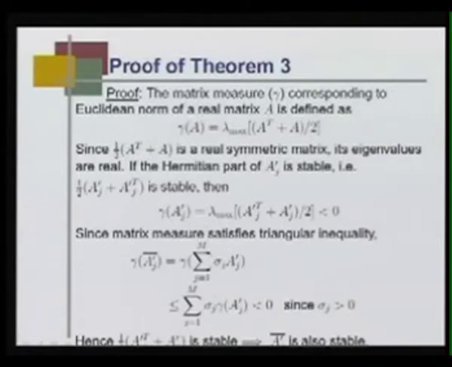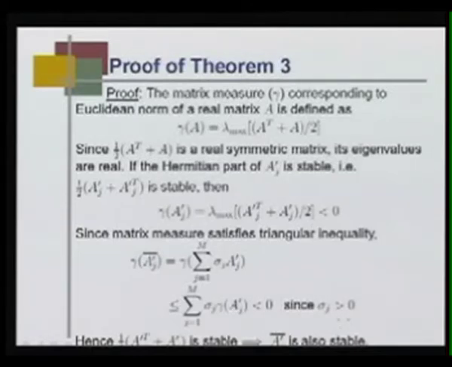So, we can say that this is less than this, and since I know that the matrix measure of this is the maximum eigenvalue of this quantity, which is always less than 0. And sigma j is always greater than 0, and this is a negative quantity, this is a negative quantity, this is a positive quantity, the summation will always be negative. Hence, the proof: if this is stable, Aj bar is also stable.